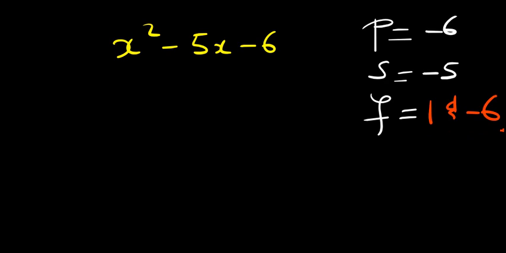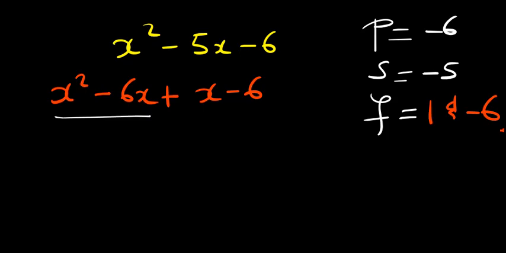So basically, what we have there now is what we replace where the sum is. So I'm going to have x squared minus 6x plus, instead of just writing 1x, I'm just going to write x, minus 6. Then what I'm now going to do is separate these four terms into two expressions, and factorize them.